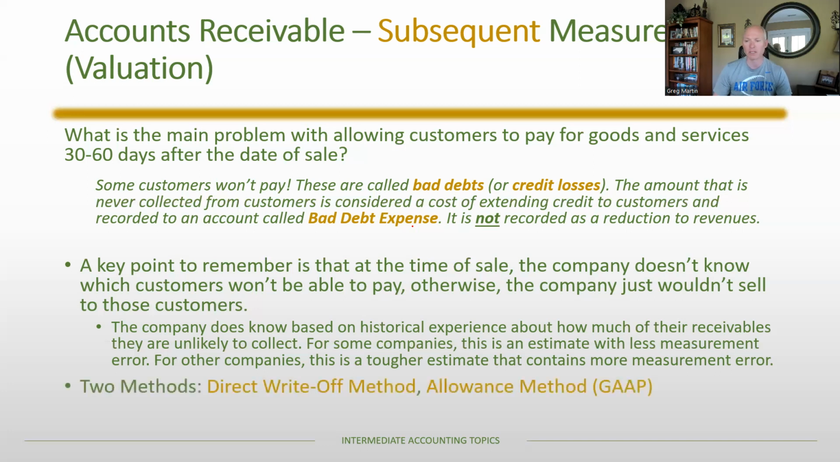There are really 2 methods for handling bad debt expense. One is the direct write-off method, and the other is the allowance method. I want to be clear, though, the allowance method, which is the one we're going to spend most of our time focused on, is what we use when we're following GAAP, other than a few specific situations.